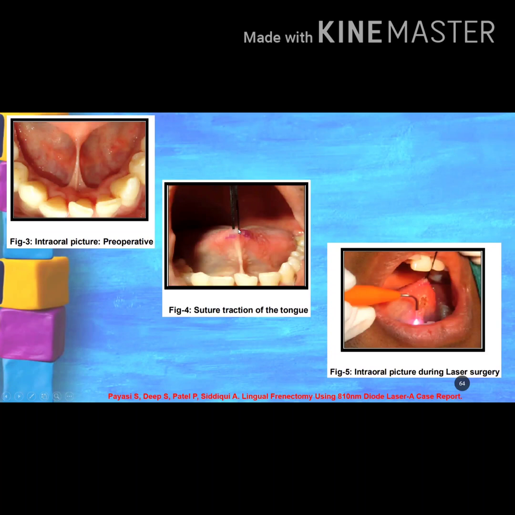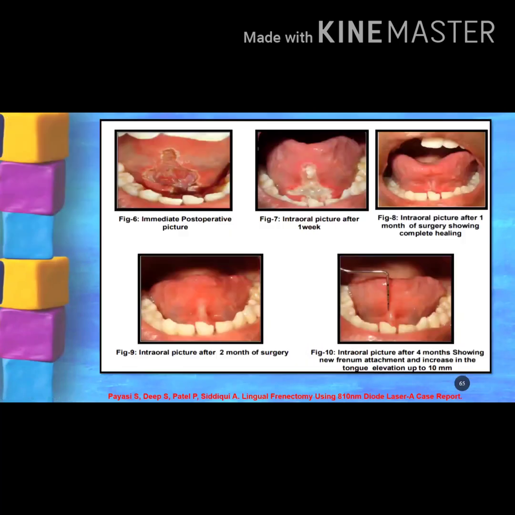Then they applied the diode laser, 810 nanometer, and they placed the incision vertically and laterally for better tongue movement. This is an immediate post-operative picture. It is an intraoral picture after 1 week. This is after 1 month and 2 months, and after 4 months they found that there is an elevation of the tongue up to 10 mm.